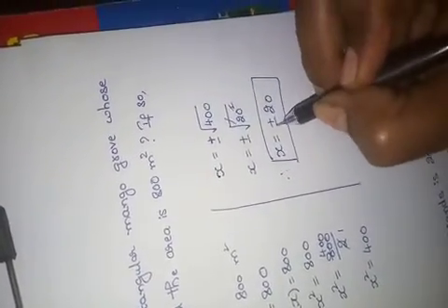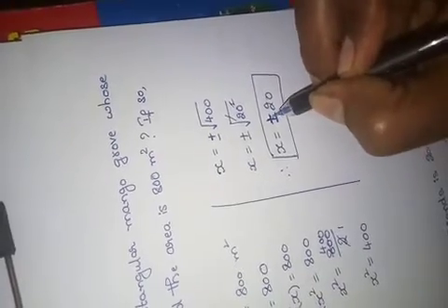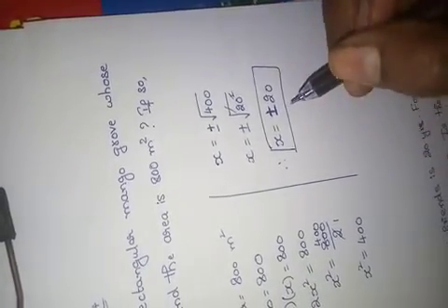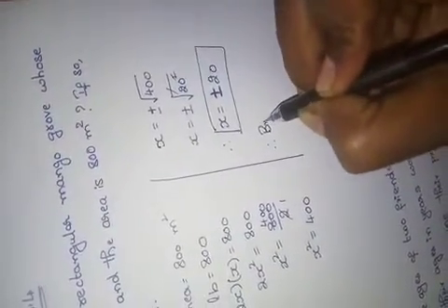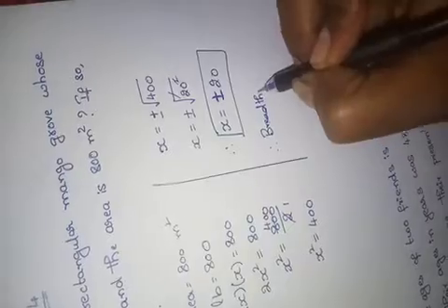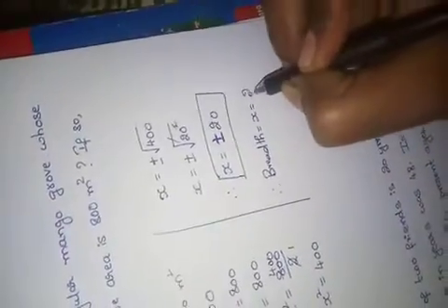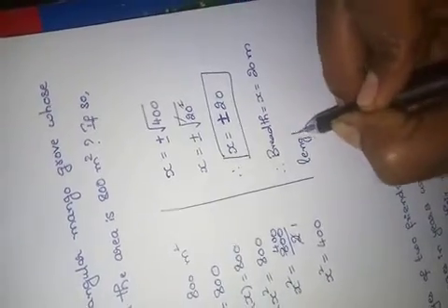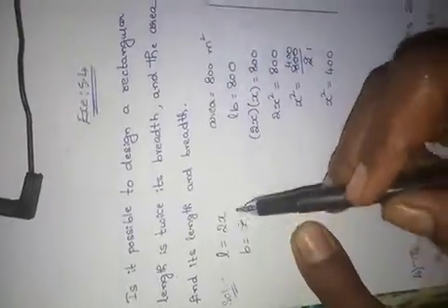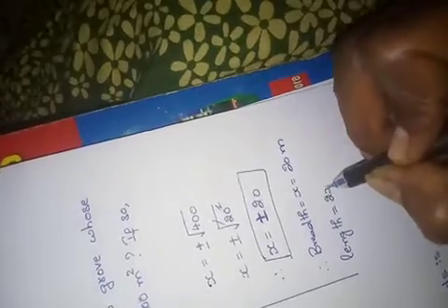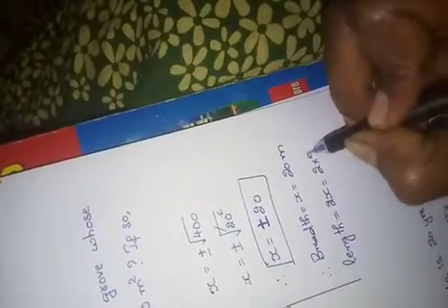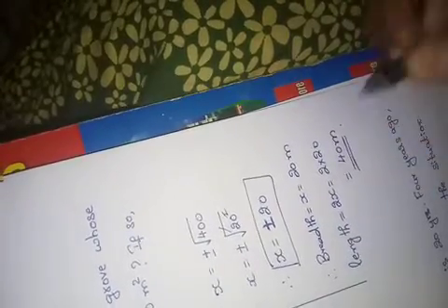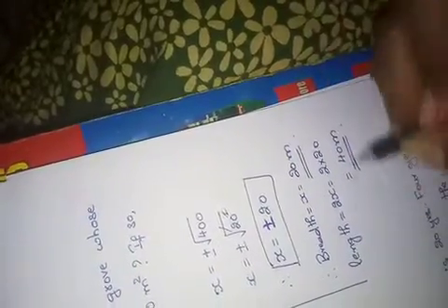But the minus value we will neglect, no? Will the length or breadth be a negative value? No. Therefore, breadth equals x, that equals 20 meters, and length equals 2x, that equals 2 into 20, that equals 40 meters. That's all. Breadth is 20 meters and length is 40 meters.